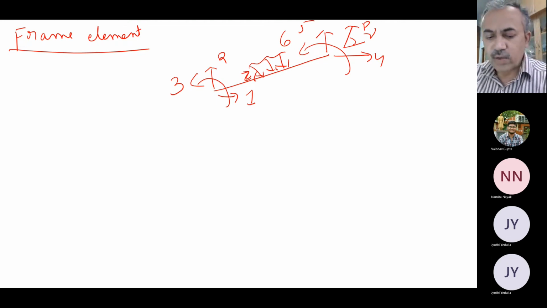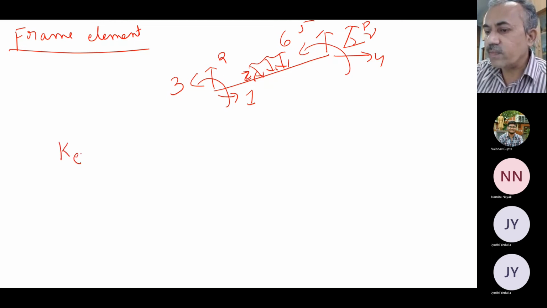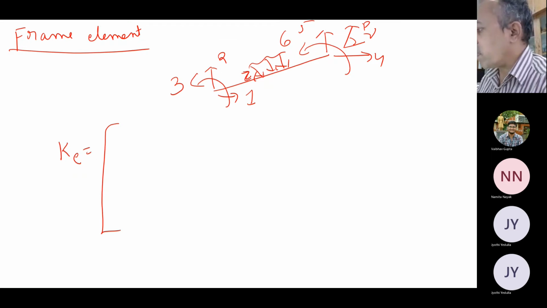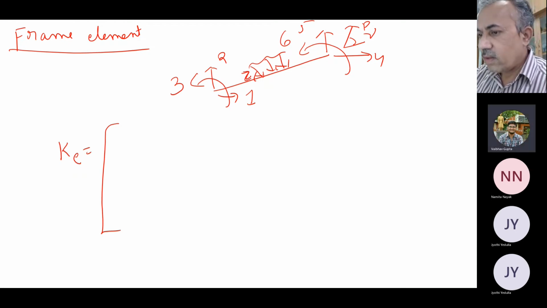So now, the stiffness matrix for this frame element. Since it is 6 degrees of freedom, what will be the stiffness matrix size? In your FEM you would have studied, right? Now, what is the size of the stiffness matrix? If the degrees of freedom is 6, your stiffness matrix size will be 6 by 6.